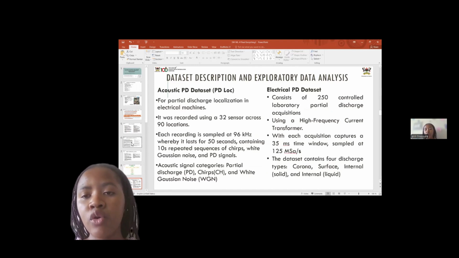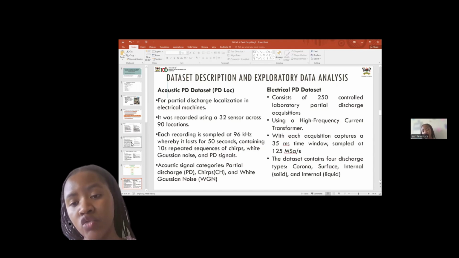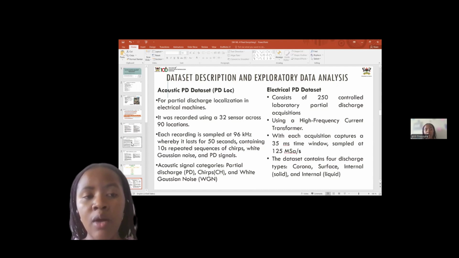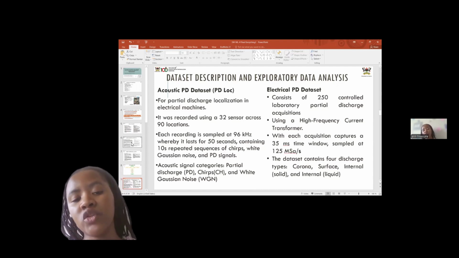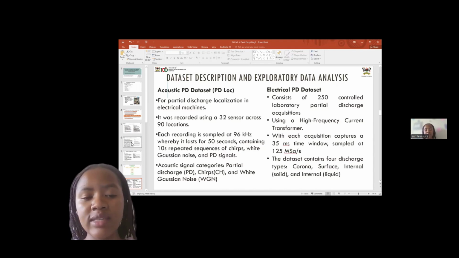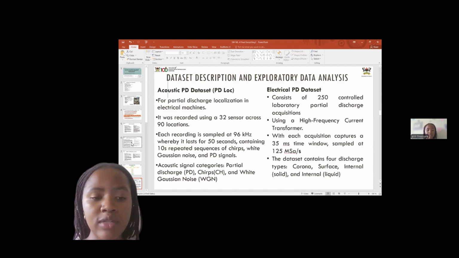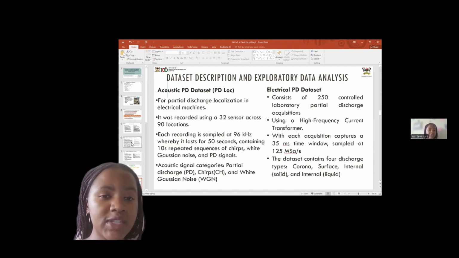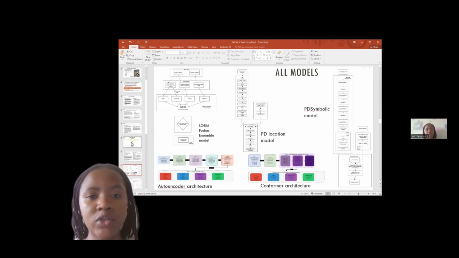The electrical partial discharge dataset included the three different types of partial discharge, which were corona, surface, and internal. While the acoustic dataset did not necessarily differentiate the types of partial discharge, rather it looked at the noise and the partial discharge and the traps. So the use of the acoustic dataset was mainly to detect partial discharge from noise, then the electrical was mainly to classify the different types of partial discharge.